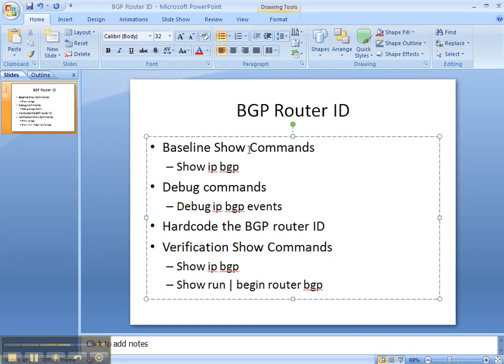Once again, we did the baseline show commands of show IP BGP, which there wasn't any output there even though it was enabled. We enabled the debug IP BGP events command so that we could see the events unfold as we hard coded the BGP router ID. And then we finished up with some verification show commands. Show IP BGP, once again, did not get any output yet. Maybe in one of these video cheat sheets we will. But we did see once again in the debug that the adjacencies reset because of the router ID change. So we know the command took. And then we also verify that it was there in the show running config. So that is how you hard code a BGP router ID.